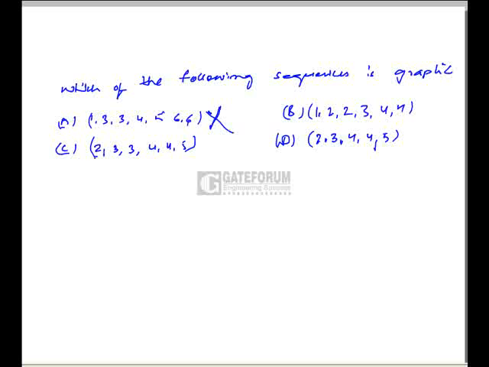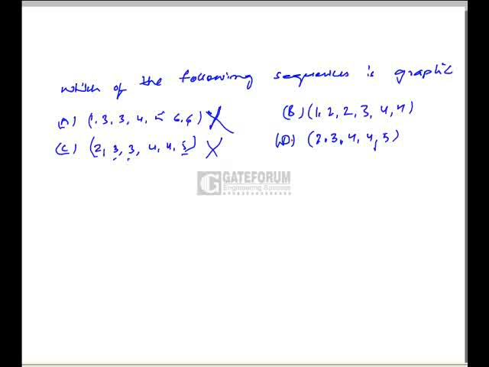And if we see option C, here the number of odd degree vertices is odd. This is odd degree, this is odd degree, and this is odd degree. But we have a property in a simple graph: the number of odd degree vertices should be even. But here we have an odd number of vertices with odd degree. Hence we can also eliminate this option.